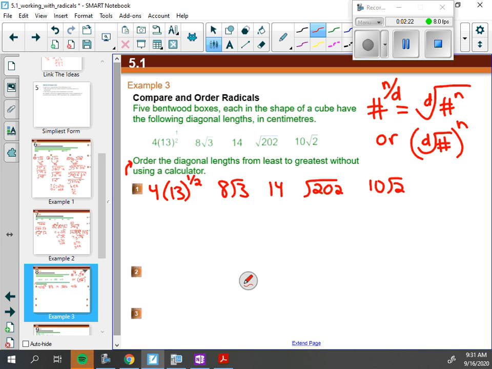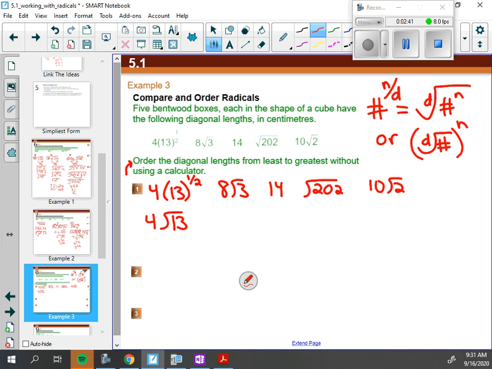Okay, so here on this one, only the 13 has a power of 1/2. The reason why the 1 doesn't have to show up is because the 13 would get put to the power of 1, right? From our little formula on the side. So it's just the square root of 13, but we have a 4 in front. So 4 square root 13.